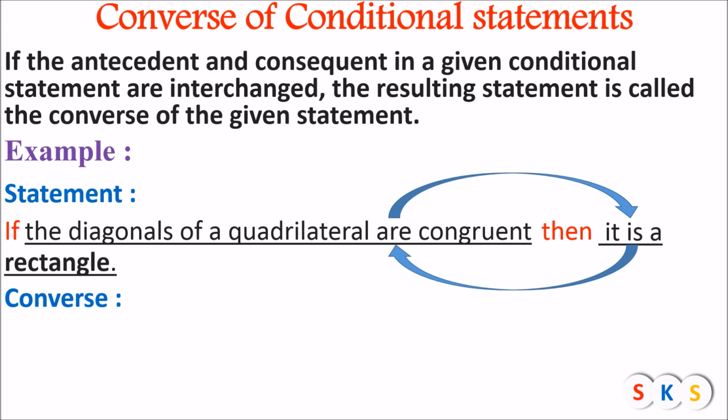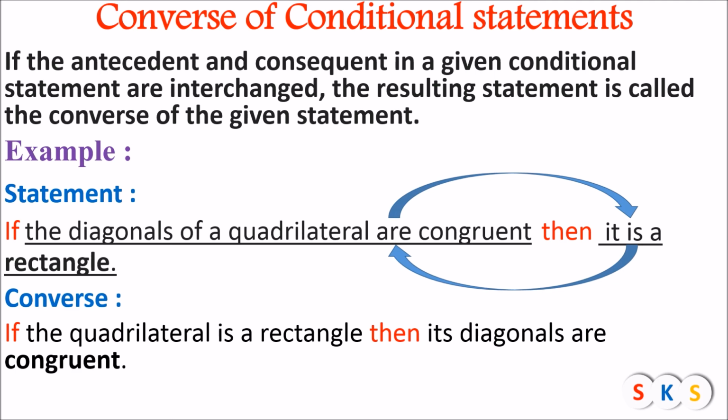If you interchange, you will get a new statement. What do we get? If the quadrilateral is a rectangle, then its diagonals are congruent, right? So I have interchanged the antecedent and consequent of the given conditional statement. So I got a new statement, and that new statement is called the converse of the conditional statement.